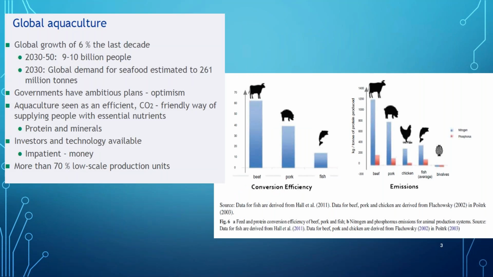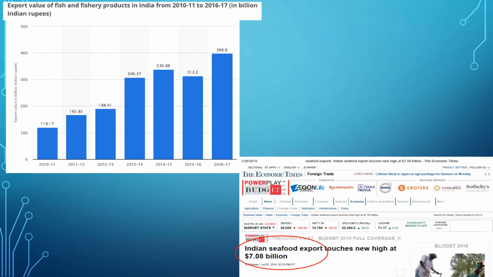Like the global aquaculture, the growth in the last decade is more than 6%, and the projected score that I will be sharing, the global data, the projected score is much more in the coming decades. Okay, that's the billion export value in the last decades, and the Indian seafood export has also leaped the bounds.